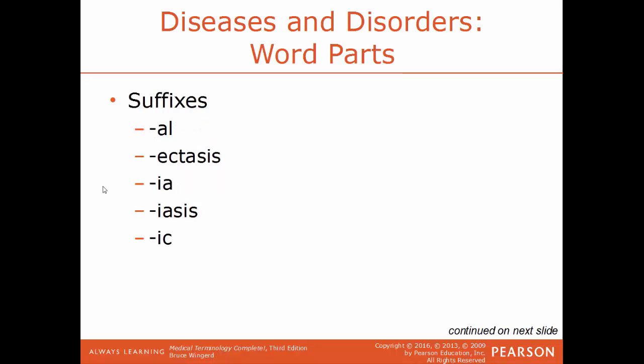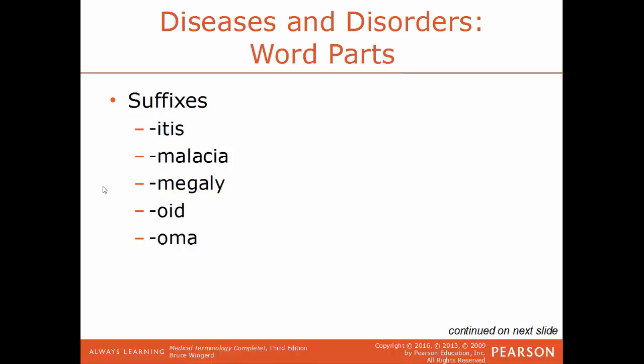Some common suffixes you'll see. Suffix al means pertaining to. The ectasis means a dilation or a widening of. The suffix ia means a condition. Iasis means an abnormal condition. And the suffix ic means pertaining to. Itis is the inflammation of.